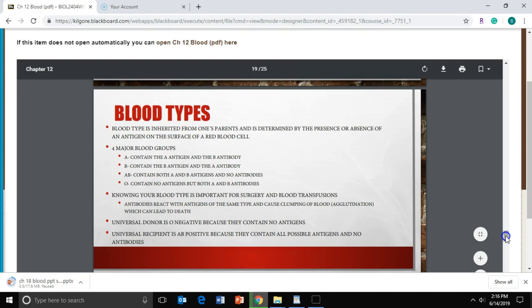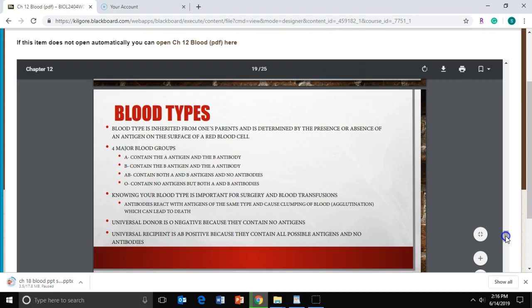If you look next to that, you'll see the word antibody. And notice on the first one, if you have A blood, you have B antibodies. You never have antibodies that are the same as the antigen on the surface of the cell. So remember, there's A and B. And so if you have A antigens, then you will have B antibodies. On the other hand, if you have B antigens, then you will have A antibodies.